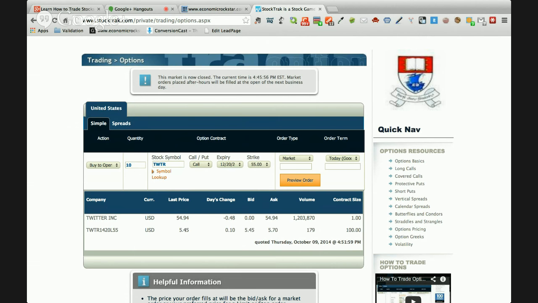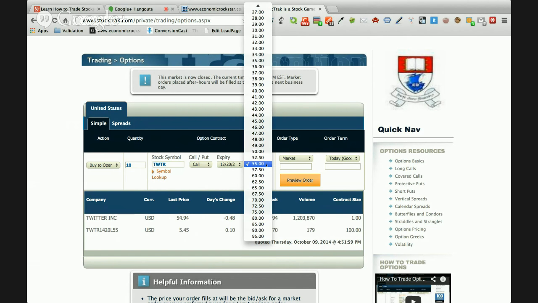Okay, so you could purchase that, preview the order and so on, but I'm going to choose a different strike price. And you might notice that there are numerous strike prices, $95 and $1. And you might think, I'd like to buy Twitter for $1. Okay, but Twitter was never $1 and it was never $95. So why should these strike prices exist?